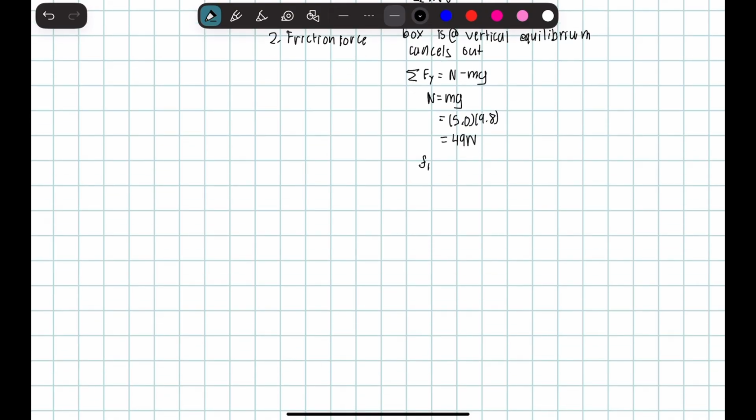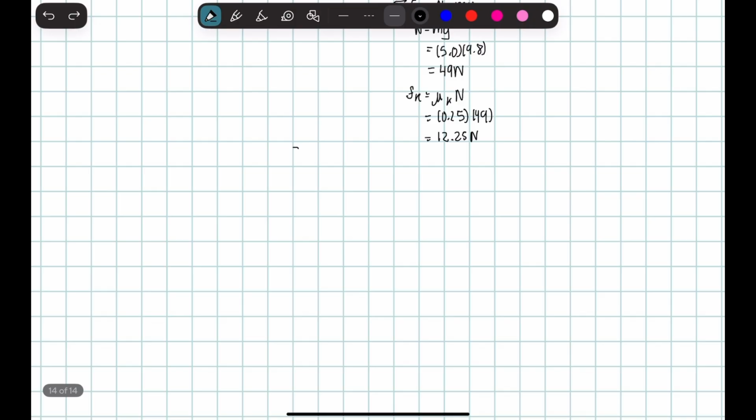Now we have Fk is equal to the coefficient of friction, mu k, times N. This is going to be equal to 0.25 times 49, and that's equal to 12.25 newtons.